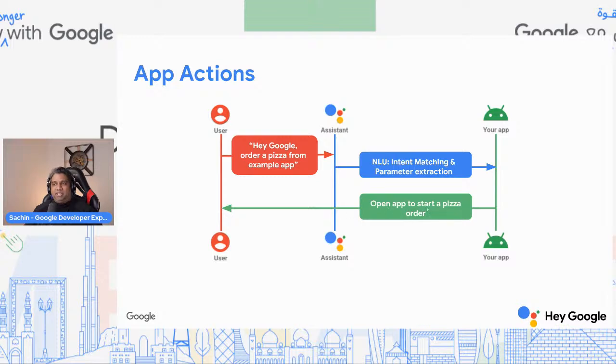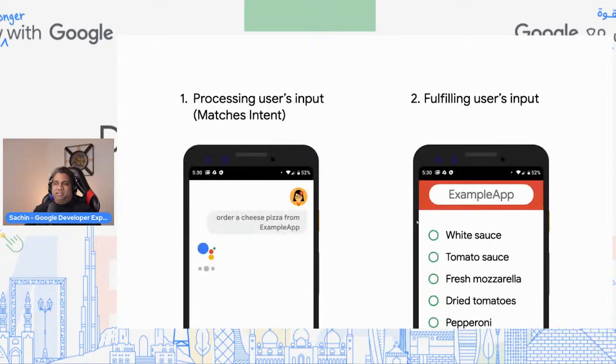It will automatically open the app to start a pizza order, right? So all of this behind the scenes, this is what is happening. But when the user is actually interacting with the application, all they're saying is, "Hey G, order a pizza from example app," right? So here's a classic example of that. You will talk to the assistant and say, "Order a cheese pizza from example app."